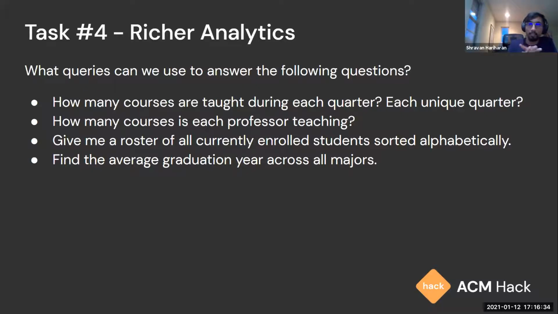But let's first take 1 or 2 minutes to figure out how we count how many courses are taught during each quarter and how many during each unique quarter. So what's a unique quarter? It's quarter offered and year offered, as opposed to just quarter offered. Let's take 1 or 2 more minutes. Feel free to drop in the chat what you think they are, and feel free to run them in your own SQL shell. Let's think about how we can select how many courses are taught during each quarter.